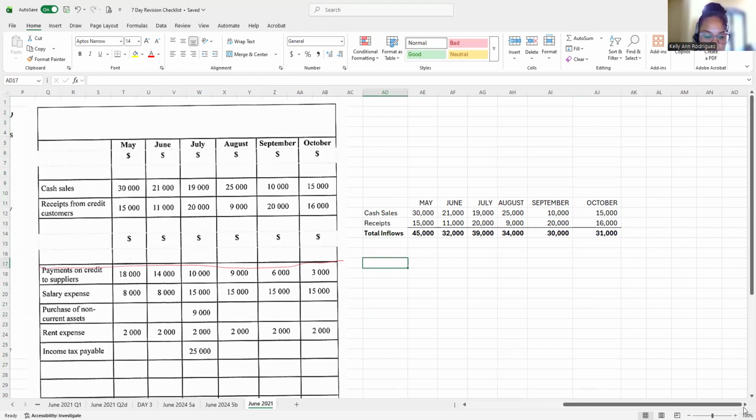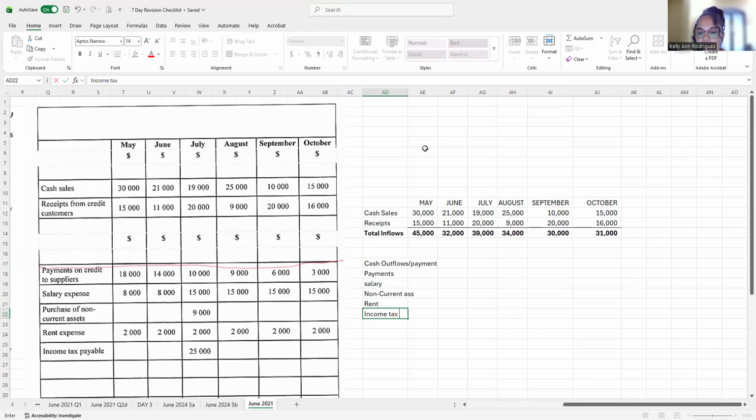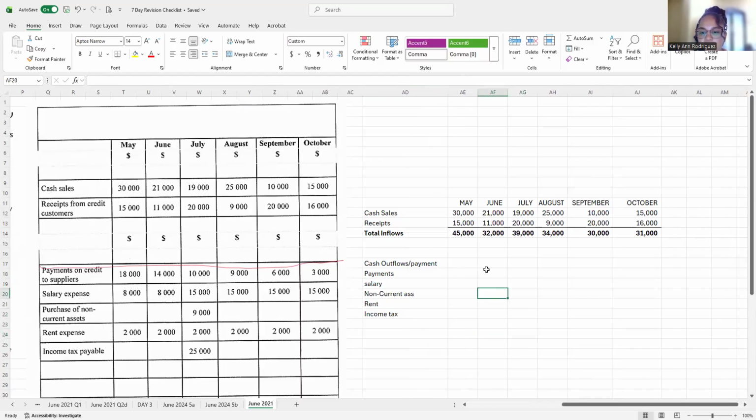So you get cash outflows now, or payments, right? So in case you want to put a heading in the space in here, now you have payments to credit suppliers. You have your salaries, and I'm not spelling out the entire thing, right? Purchase of non-current assets. So you have a non-current asset here that you're buying, which is good for your business. You have rent that you have to pay. And you have income tax, which is statutory deductions. So you must pay that. There is an obligation to pay, right?